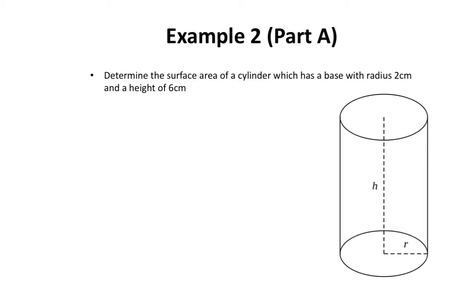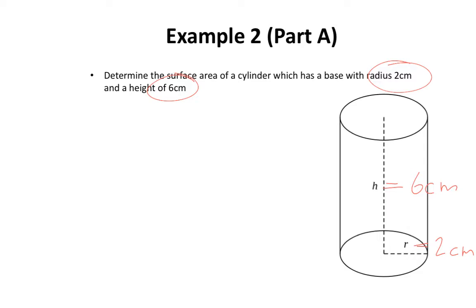In our last example, we want to determine the surface area of a cylinder which has a base with radius 2 centimeters and a height of 6 centimeters. So let's take our given pieces of information and let's label our diagram. So we know that the height is 6 centimeters, and we know that the radius is 2 centimeters.